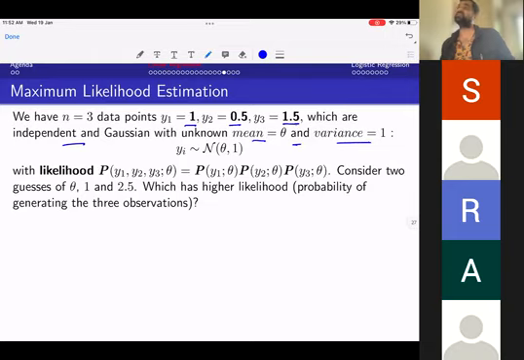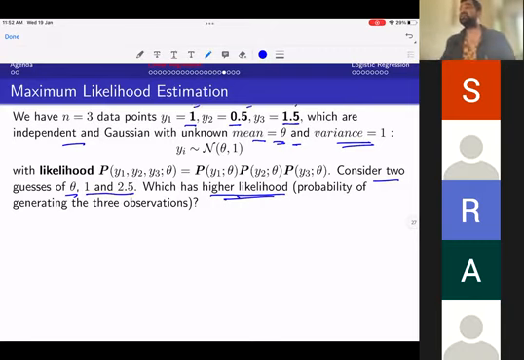Whoever has given you this has said that this has been drawn from a Gaussian with mean theta and variance 1. So variance he has given you as 1, but the mean is unknown. Now you are asked to find the theta, and you are given 2 choices. Consider 2 guesses of theta, 1 and 2.5. Which one has higher likelihood? That is, which one is more likely to be the right theta given this data?